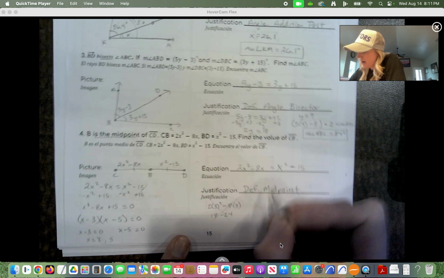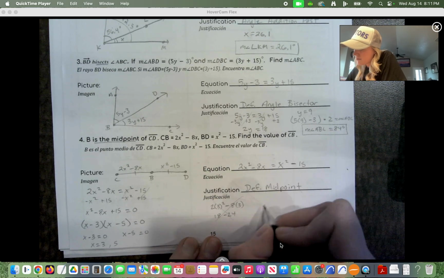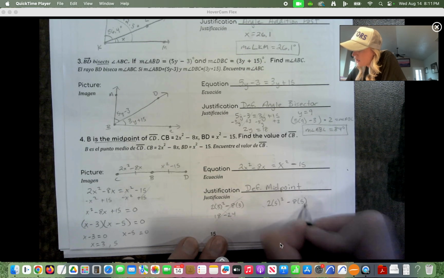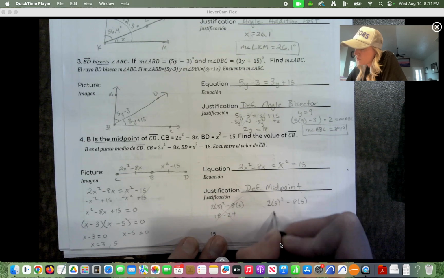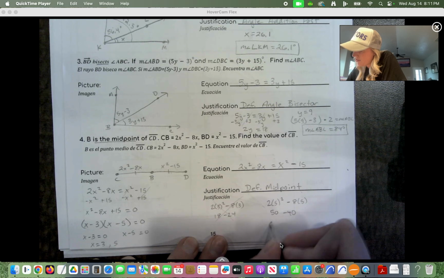So let's double check 5 real quick, because that's what I need to answer this. We're going to say 2 times 5 squared minus 8 times 5. 5 squared is 25, times 2 is 50. 8 times 5 is 40, so we get CB equals 10.